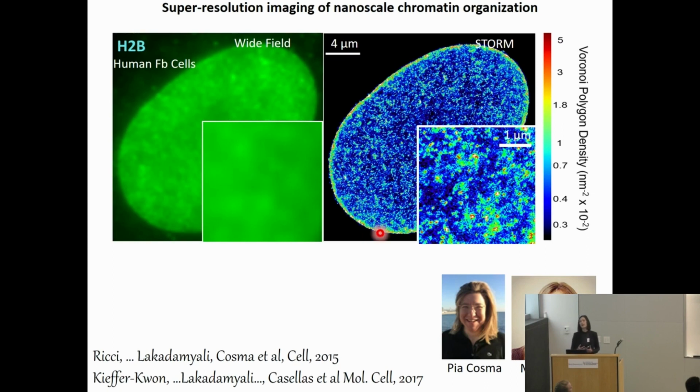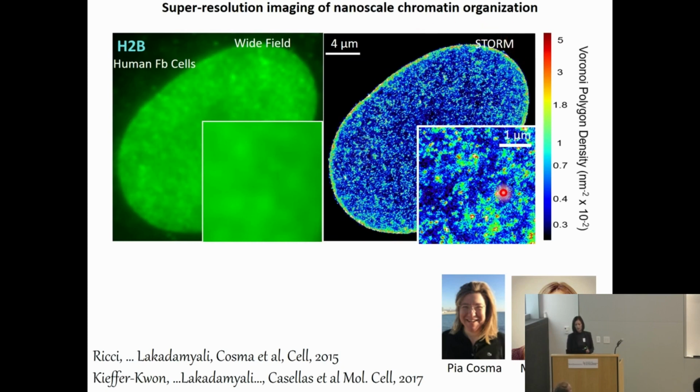And these images recapitulate some of the aspects of chromatin that we have known, for example, from electron microscopy. So what you can see, for example, is this ring at the nuclear periphery that is composed of high-density compact nucleosomes. And this is expected because we know that heterochromatin, condensed silent chromatin, is predominantly located at the nuclear lamina. And we can capture this in our images as this ring of high nucleosome density.